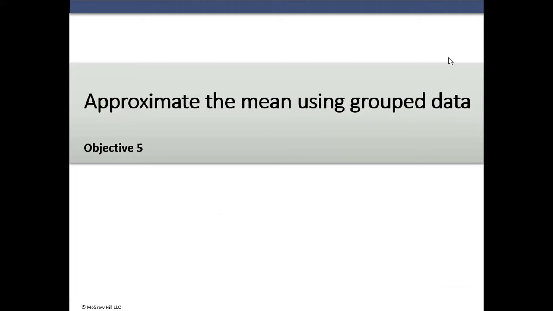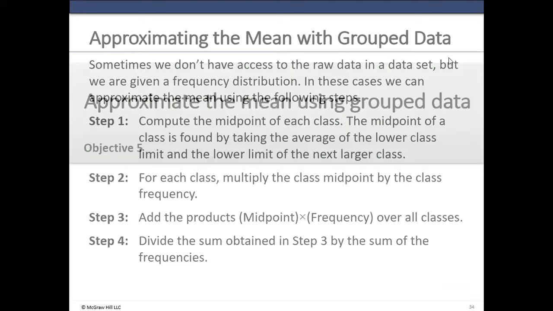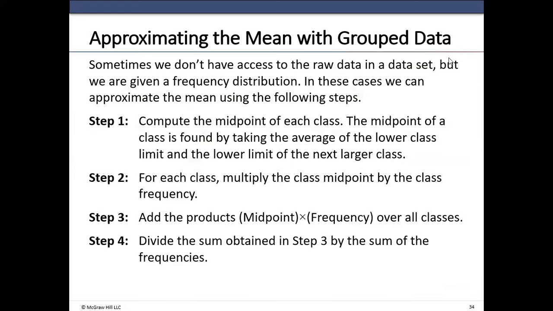Approximate the mean using group data. Sometimes we don't have access to the raw data in a data set, but we are given a frequency distribution. Remember, frequency distribution is nothing but groups and the frequency in each group.